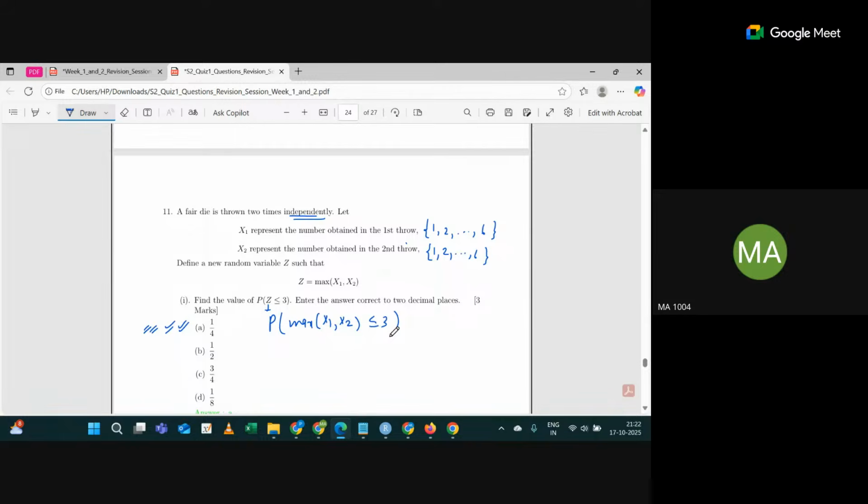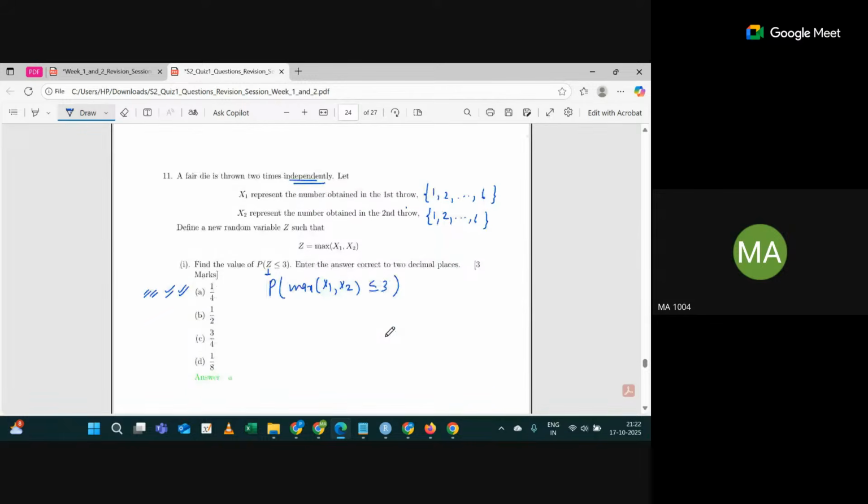There are two approaches actually. One approach is you can think of the cases. First of all, what are the possible cases when the maximum is less than or equal to 3? It may be (1,1). Maximum of these two is less than or equal to 3, right? It may be (1,2), (1,3). Can I write (1,4)? No, because the maximum of (1,4) is not less than or equal to 3. Next, can I say (2,1)? Yes, sir.